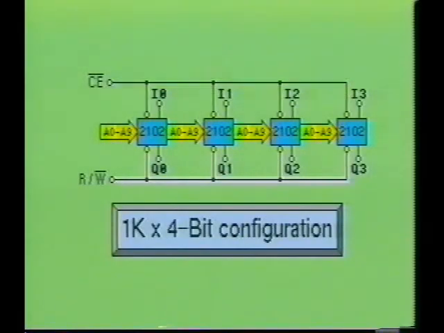By simply paralleling the memory ICs, you can create a 4-bit or higher output memory device. By connecting the address and control lines in parallel, the same address in all ICs will be selected simultaneously.